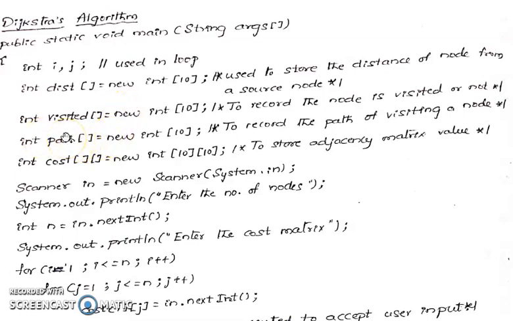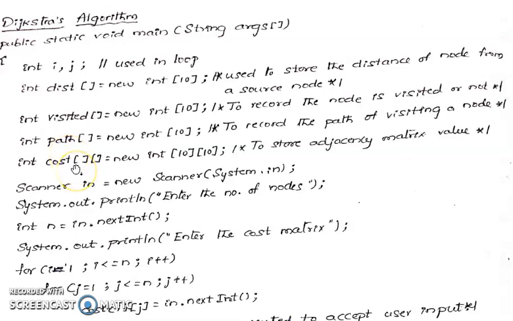The next step is integer visited. This is used to record whether a particular node is already visited or not. Once you have considered a particular node or vertex, next time you should never consider it among the remaining vertices. That is the reason we make use of the visited array. Then path. Our algorithm needs to print the output showing which path you have traversed to reach the remaining vertices from the source vertex. To record that information, I am making use of an array called path.